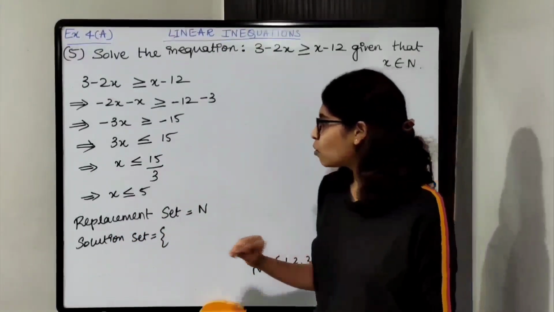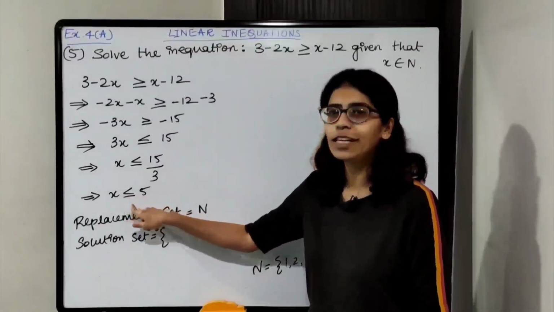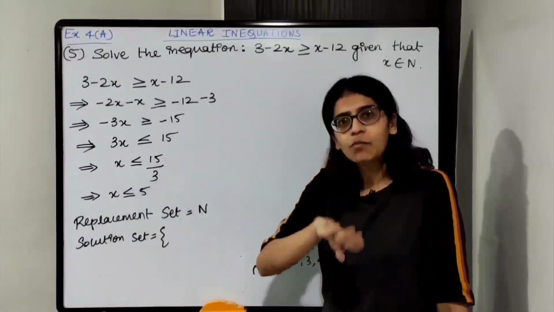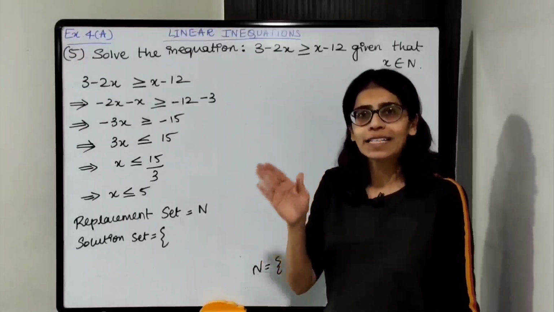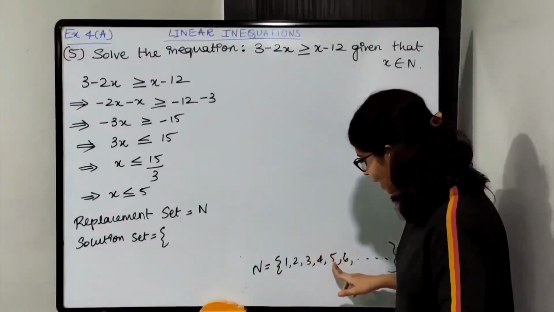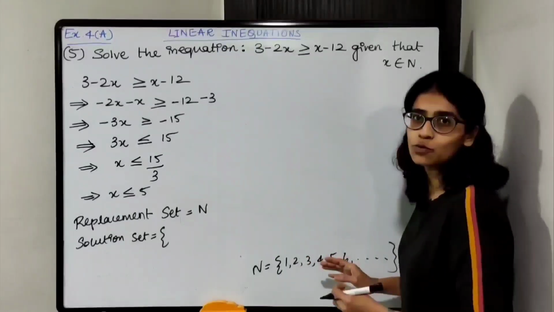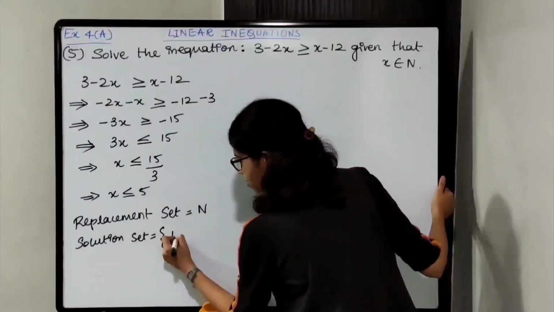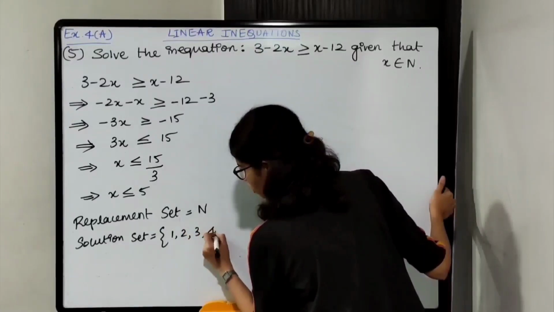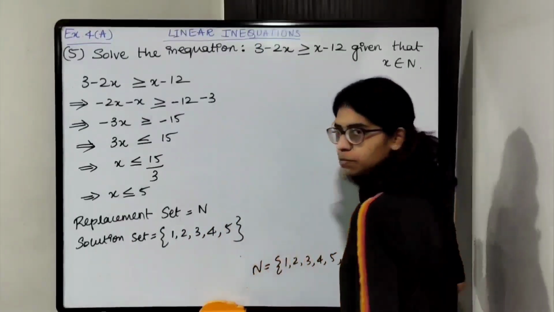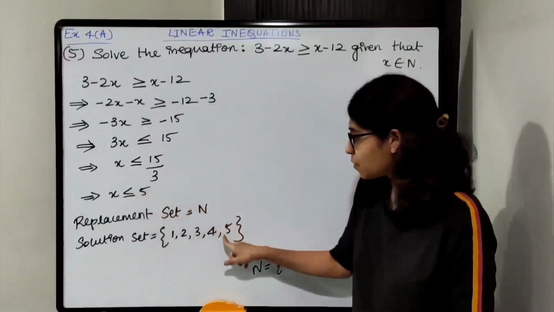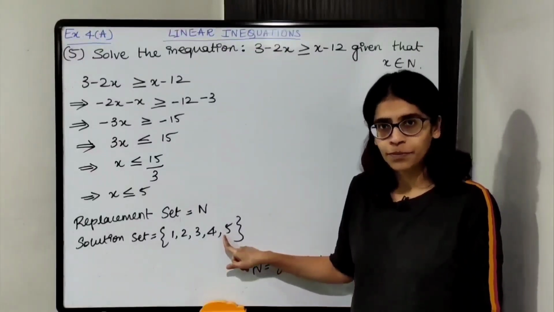Okay. So x is less than 5 or equal to 5. 5 से कम होगा या फिर 5 होगा. Maximum will be 5. So 5 and less than that: 1, 2, 3, 4, 5. This will be the solution. So 1, 2, 3, 4, 5. Equal to 5 है, that is why we have included 5 over here.